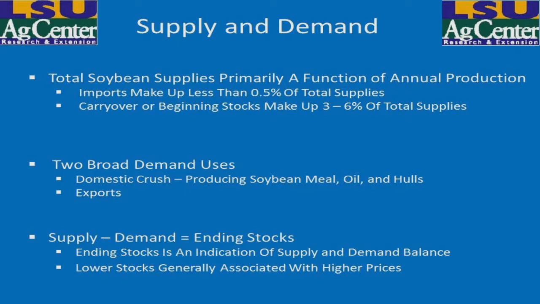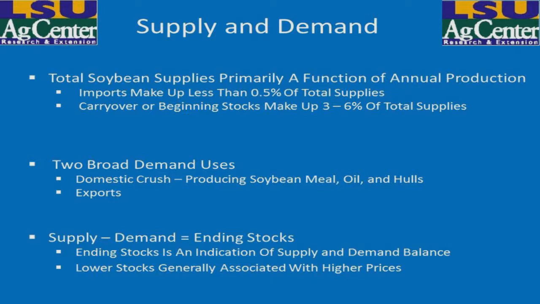When you look at the demand side of the equation, we've got two really broad categories for demand use for soybeans here in the United States. One being domestic crush, and in that what we're doing is we're producing some of the products of soybeans, the soybean meal, the soybean oil, and the soybean hulls. Those are used for a variety of different uses. And the other major category, or the main category that we have, is exports. And that has become increasingly important over the last several years, as not only soybeans, but most of our agricultural commodities become more global in nature.